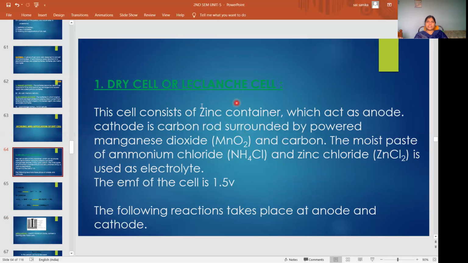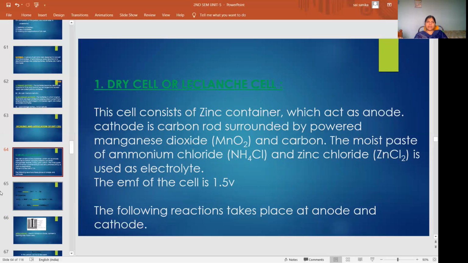Okay, this is our dry cell. Very simple. The zinc container itself acts as the anode. The cathode is a carbon rod or graphite rod, surrounded by powdered manganese dioxide and carbon. And the electrolyte is the moist paste of ammonium chloride and zinc chloride. Okay. So the reactions take place: at the anode oxidation, at the cathode reduction.